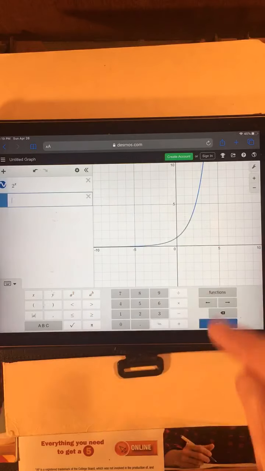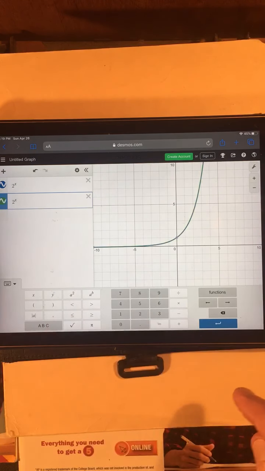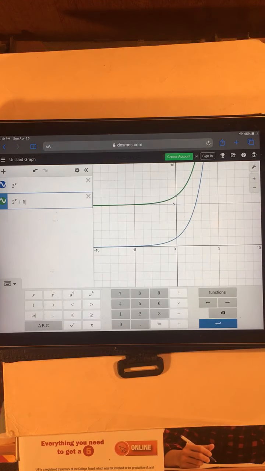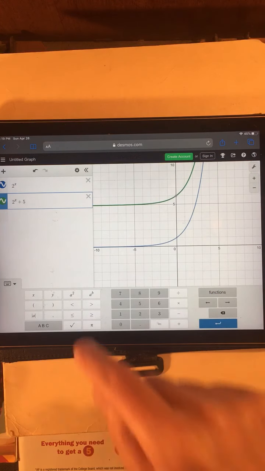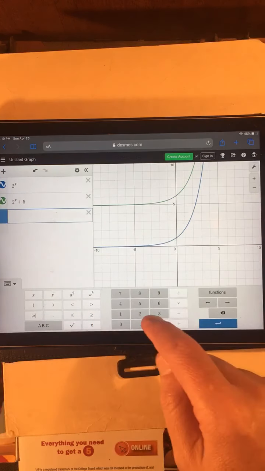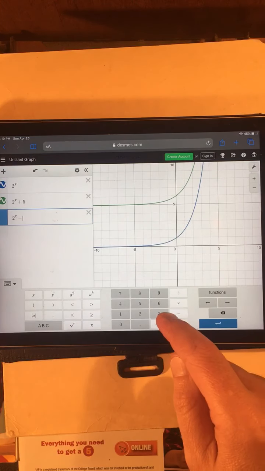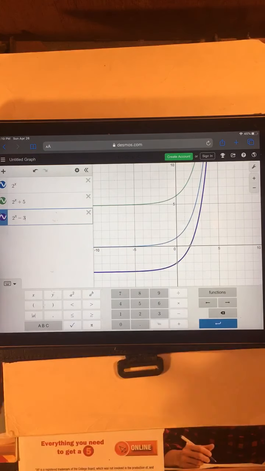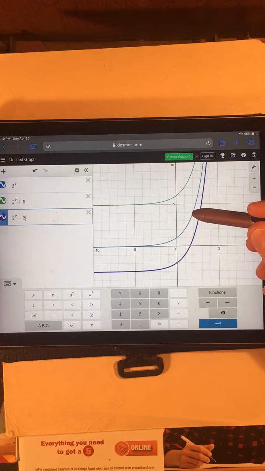If you take this graph and you do 2 raised to the x, and then you say plus 5, what does that do to the graph? It moves all the points on the blue graph up 5 units. How about 2 raised to the x minus 3? Okay, the purple graph now takes all the points on the blue graph and moves them down 1, 2, 3 units. 1, 2, 3, you're back on the curve.